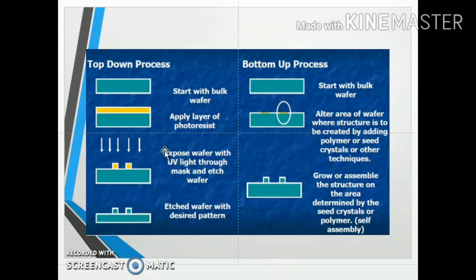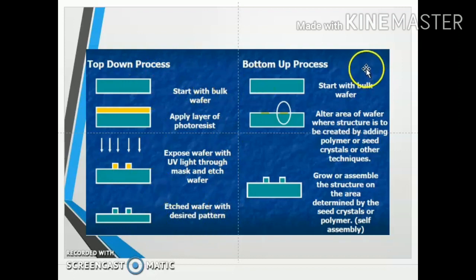Further, one more example of a top-down process: we start with a bulk wafer. We apply a layer of photoresist material on the wafer. We expose that wafer to UV light through a mask and we etch the wafer, and we can synthesize a nano layer onto the top of this bulk wafer. This etched wafer with the desired pattern is now obtained, and this etching can be done at the nanoscale. So this is one example of the top-down approach.